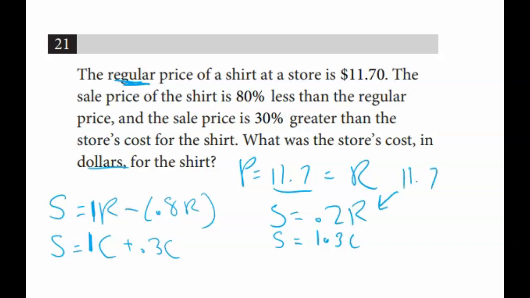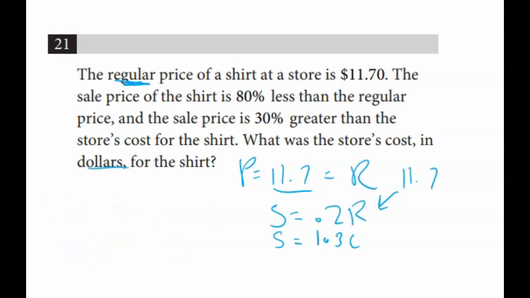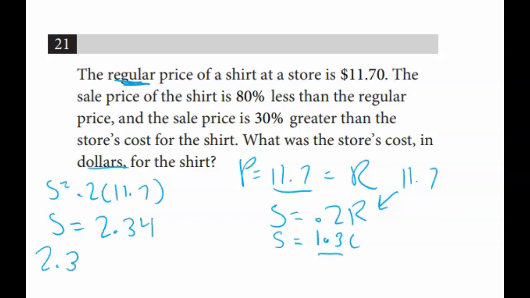And let me clean this up a little bit, get us more space to work with. Since we know the logic of how we got that equation, I can put it over there. We can do S equals 0.2 times 11.7. And so S equals, let me plug that into my calculator, 2.34. And then now we know what S is. And S equals 1.3 times C. So now we know 2.34 equals 1.3 times C.